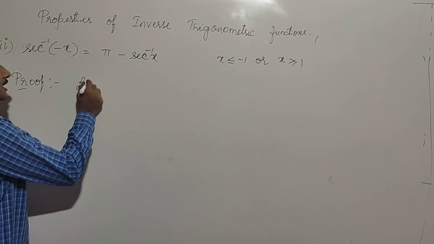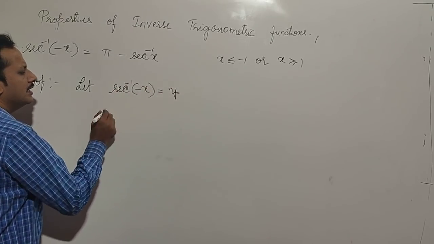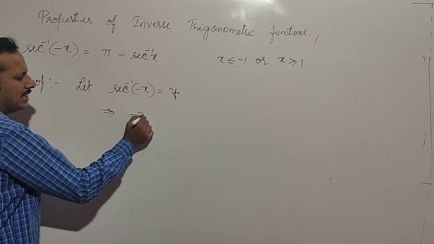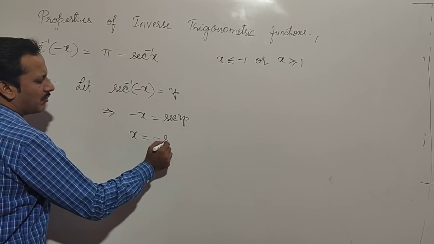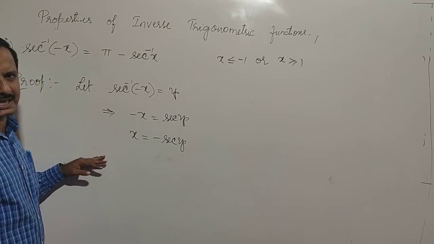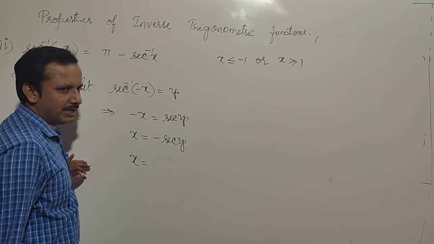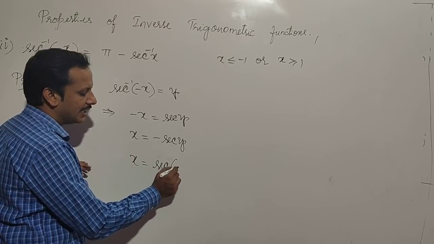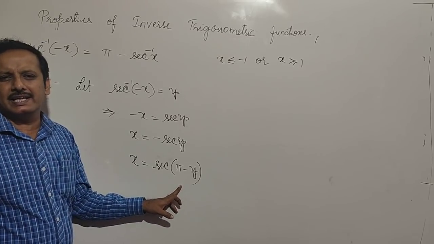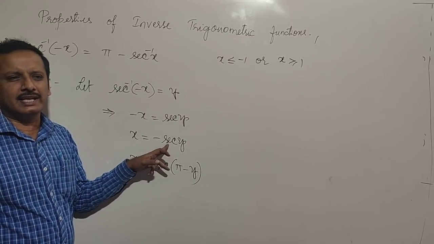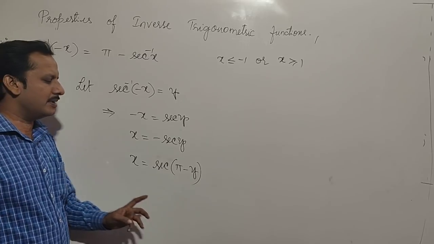Let me prove this result. Let secant inverse of minus x be equal to y. This implies that minus x is equal to secant y, or x is equal to minus secant y. Minus secant y can be written as secant of pi minus y, since secant of 180 degrees minus theta is equal to minus secant theta.